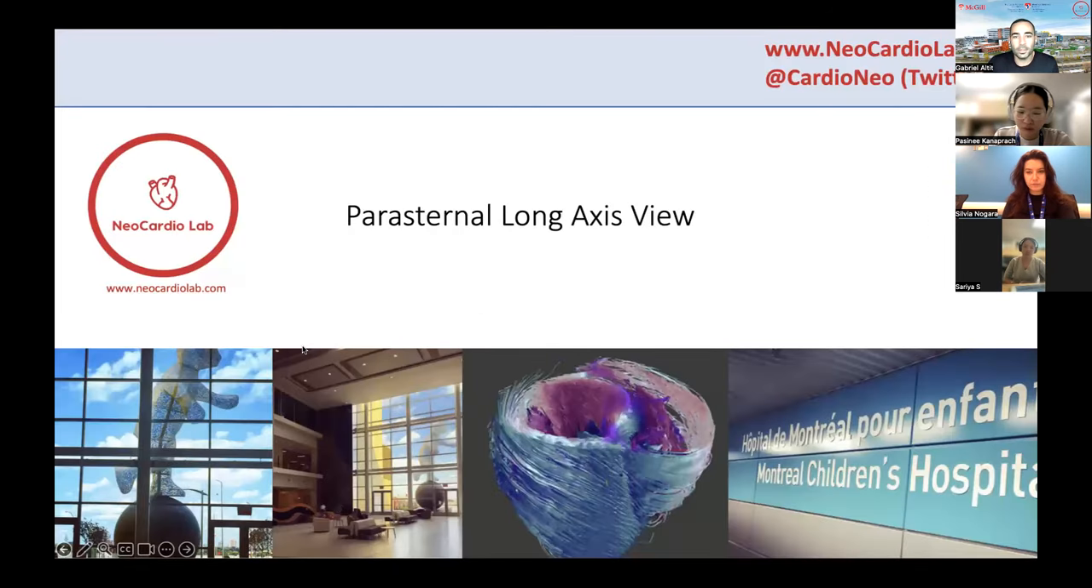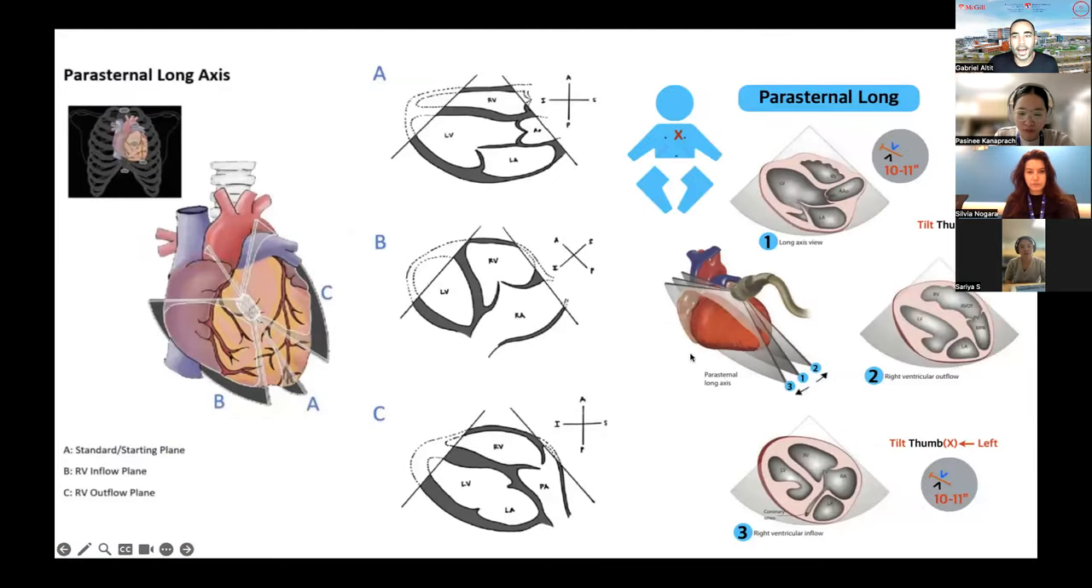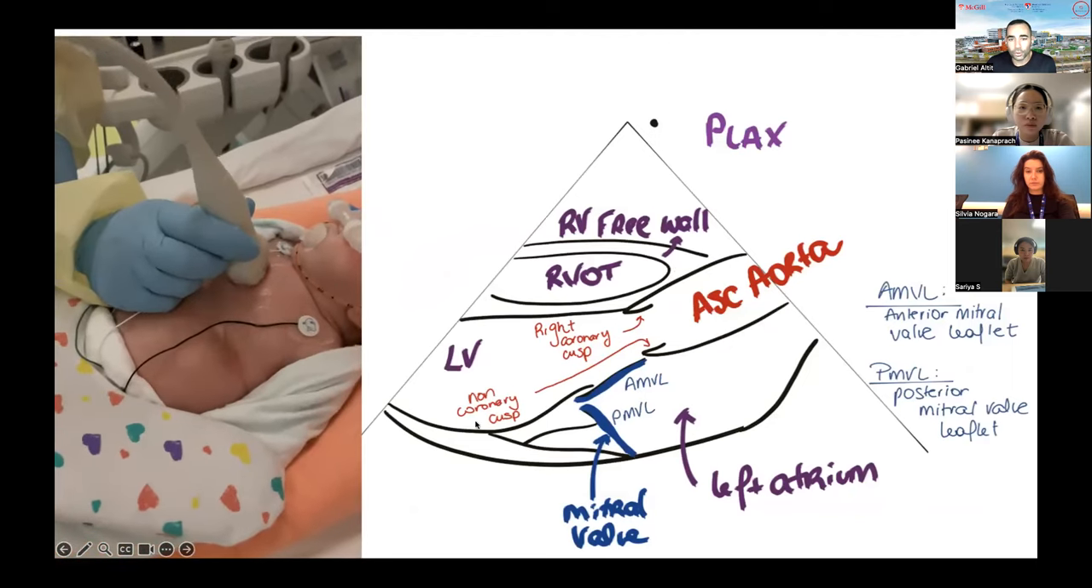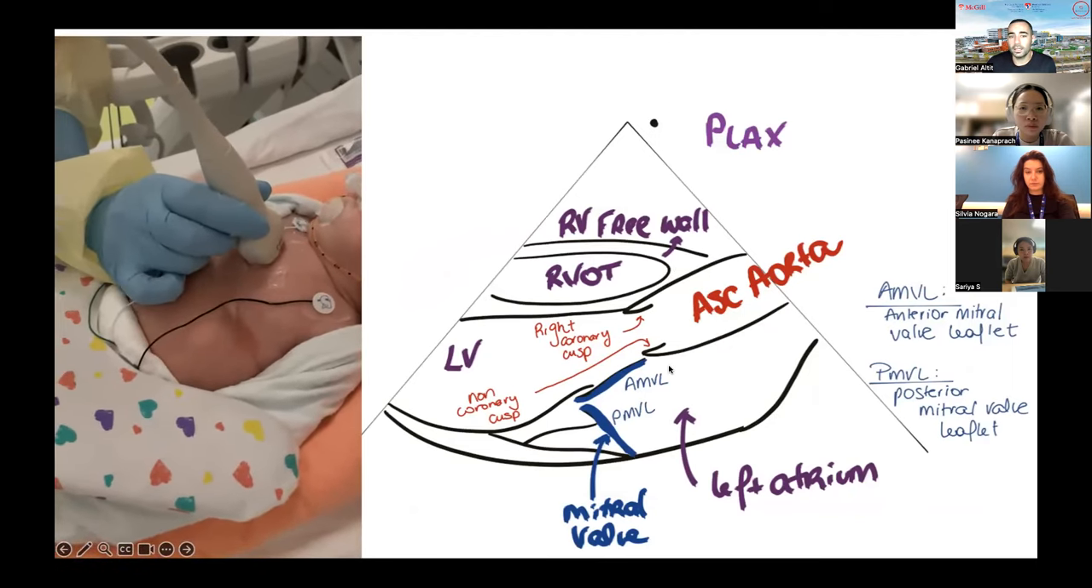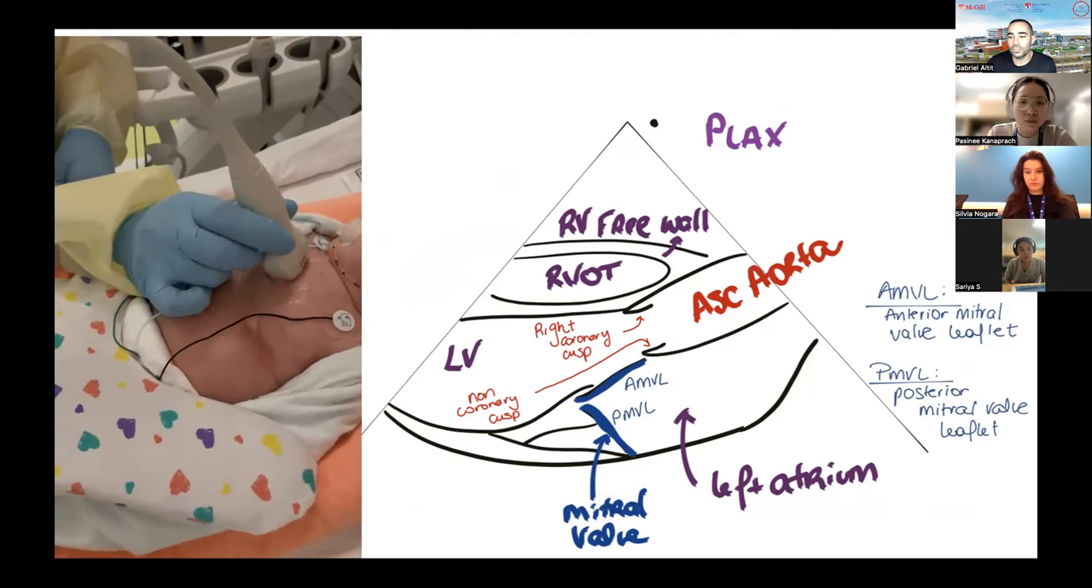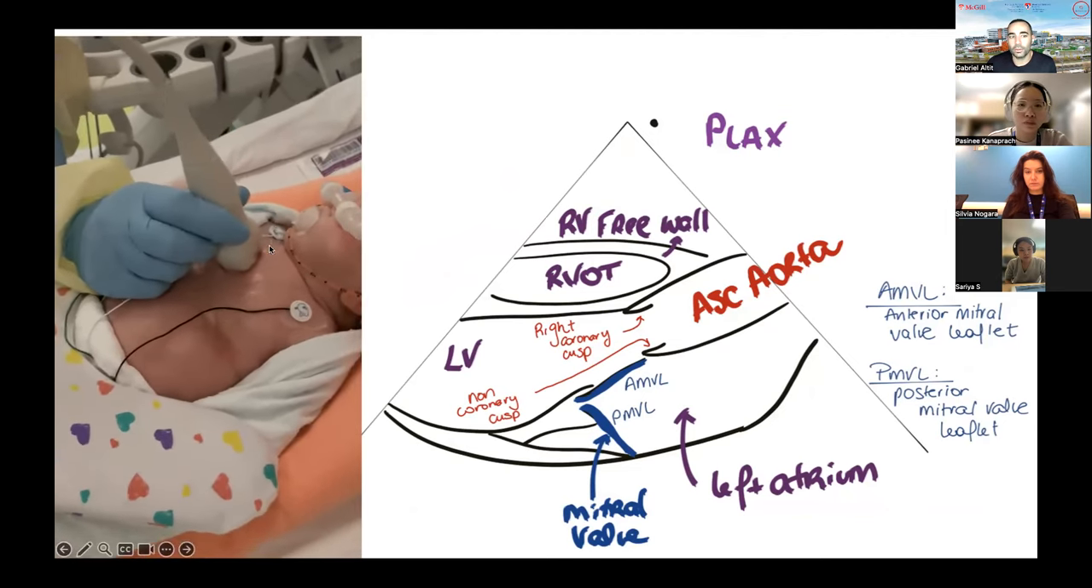So we'll start with the parasternal long axis view. I have given you access to these slides, and thank you, Pacini, for putting together these really wonderful sketches. I think it really represents nicely the different cuts in parasternal long axis. As you can see, when you're doing all these cuts, we're obtaining different views of the different structures of the heart. And you'll also find on the NeoCardiolab website a very rough sketch of the central portion of the parasternal long axis view.